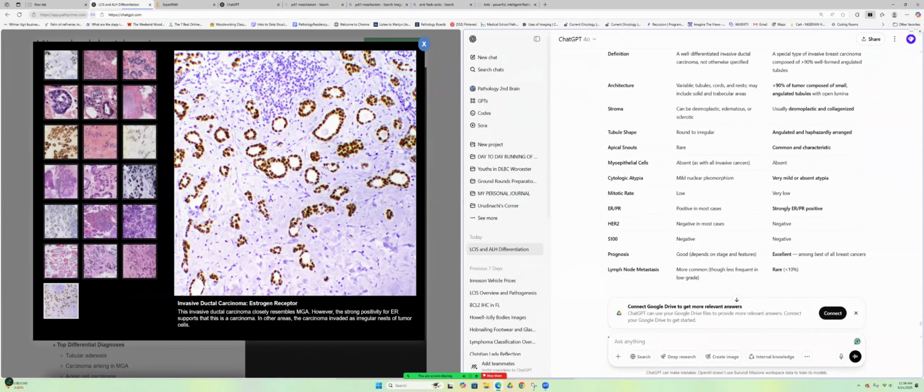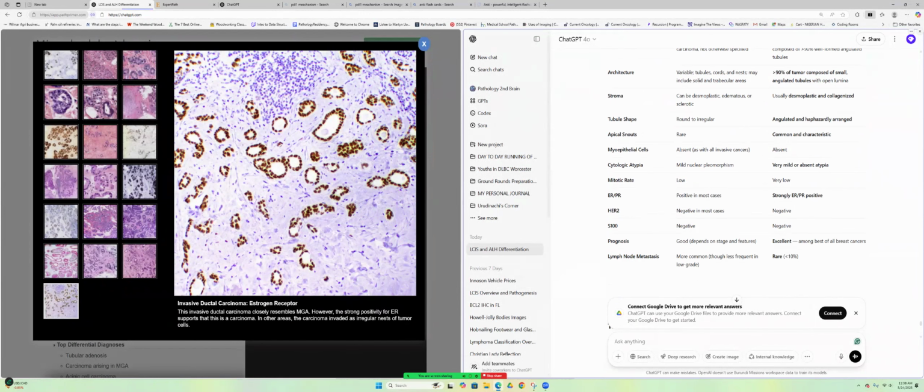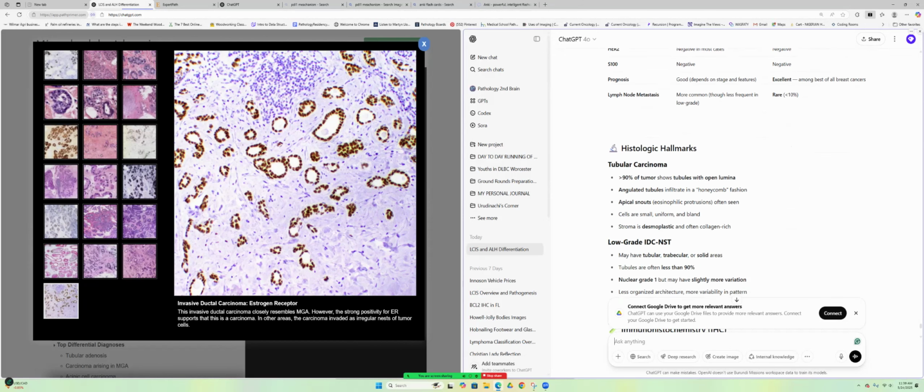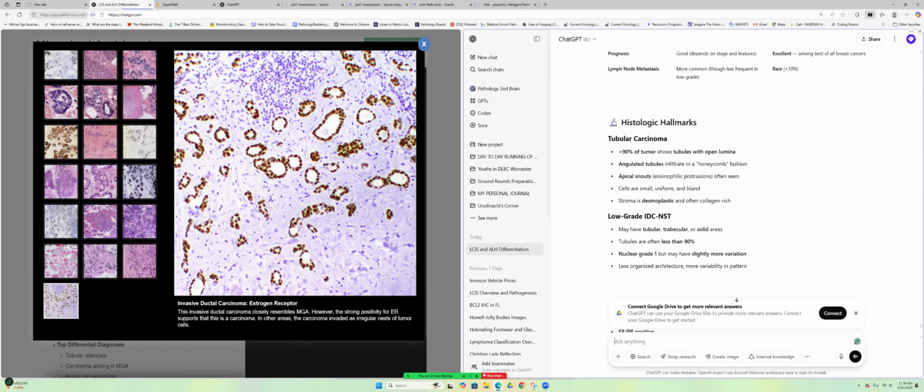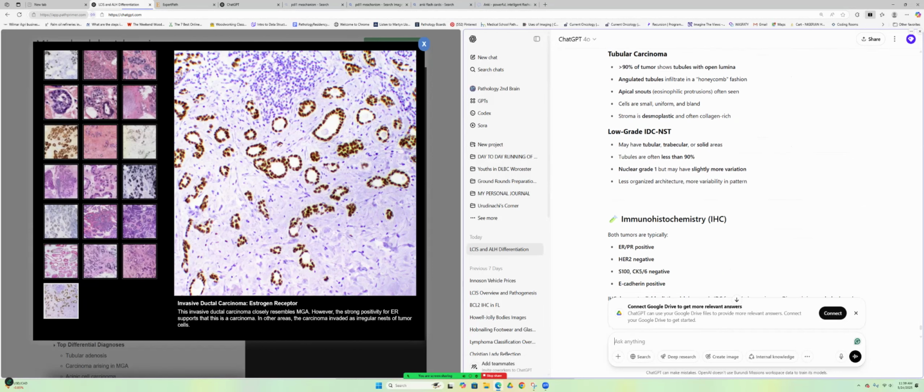So invasive ductal carcinoma will be round and irregular, whereas tubular carcinoma will be angulated. Angulated, yeah. The tubular shape, apical snouts. The tubules are often less than 90% in invasive ductal carcinoma, whereas in tubular carcinoma, it's usually more than 90%.